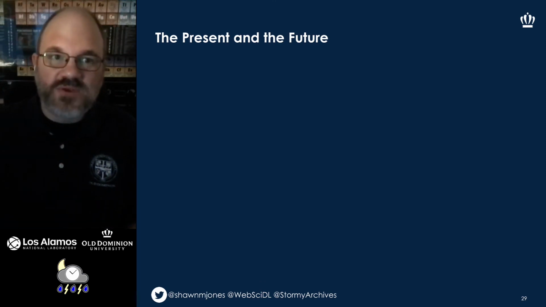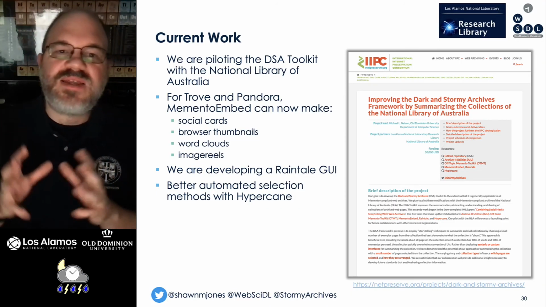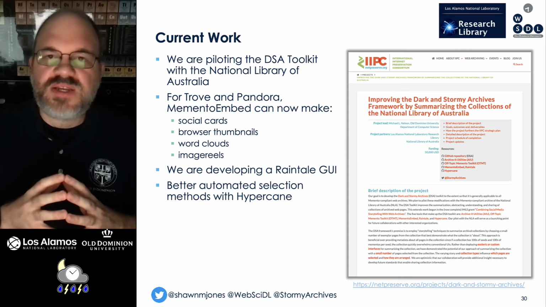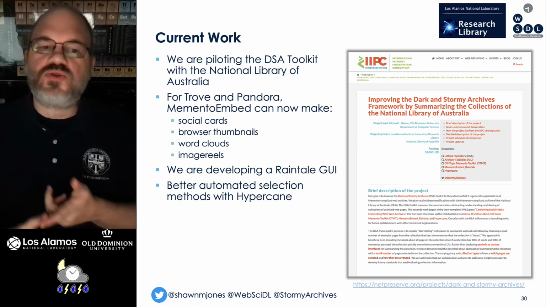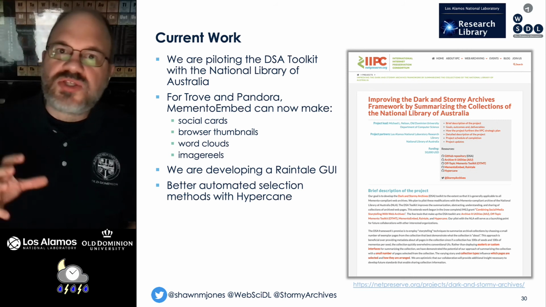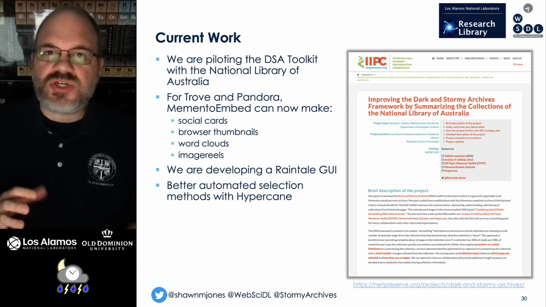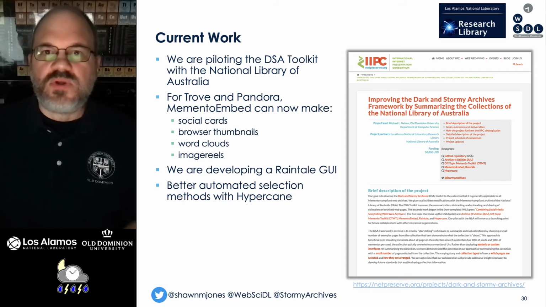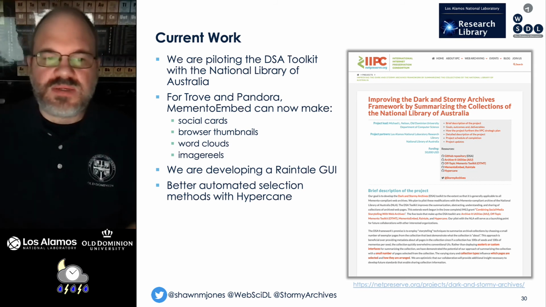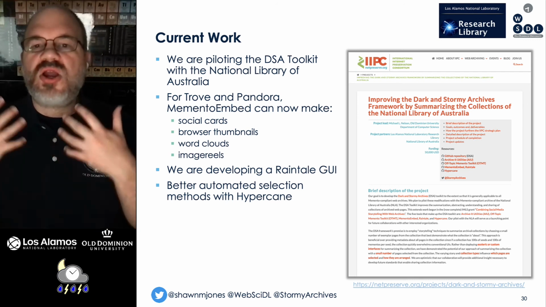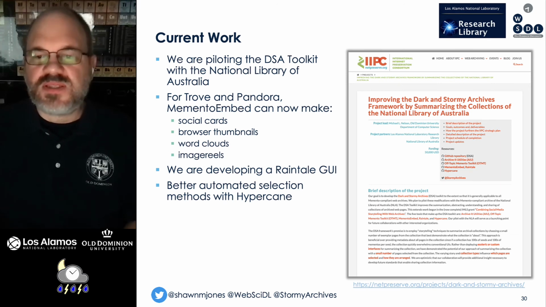Now, present and future. Currently, we are piloting the DSA toolkit with the National Library of Australia. And for Trove and Pandora, Memento Embed can now make social cards, browser thumbnails, word clouds, and image reels. And we're also, with the help of ODU student Himarsha Gianetti, developing a Raintail GUI, which we hope to share with you in the coming months. And better automated selection methods with Hypercane are coming. This is something else that they're fortunately funding us for, and we appreciate it.